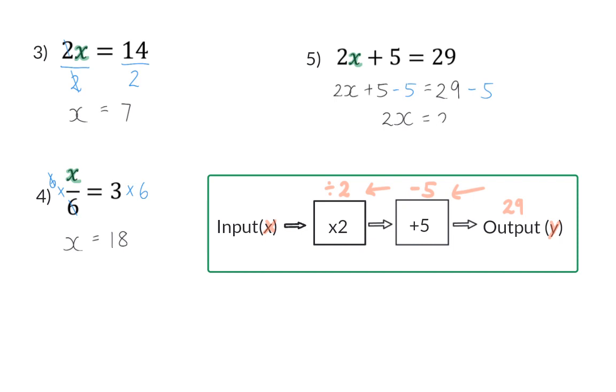we have 24. Now we need to get rid of the times by 2, so on the left we will divide by 2, because 2 divided by 2 is 1. Now we also need to divide by 2 on the right, so that means that x is equal to 12.